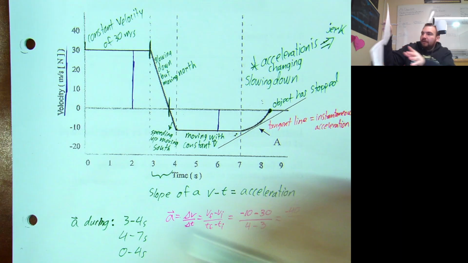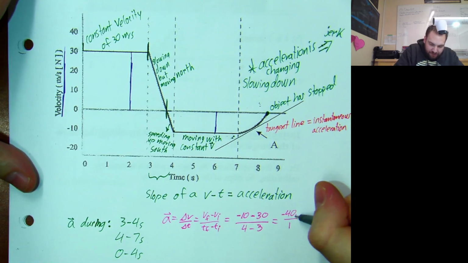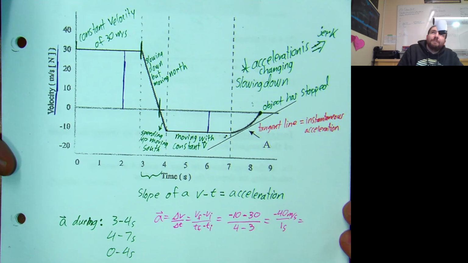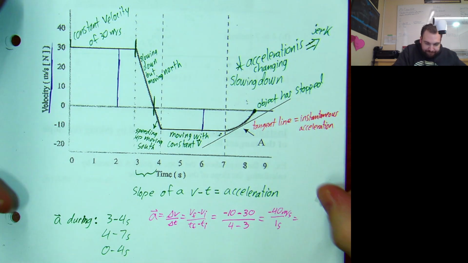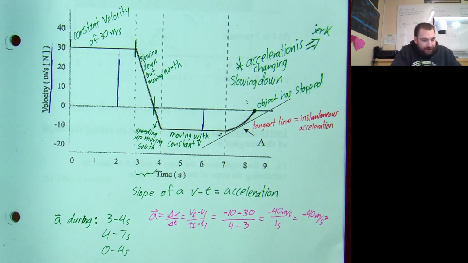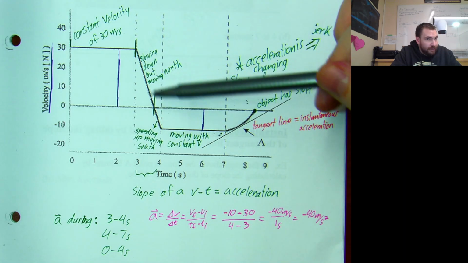This is meters per second, and this one's in seconds. So what's my slope there, or what's my acceleration? Negative 40 meters per second squared. This thing's accelerating rapidly. This is a substantial change in not a lot of time.